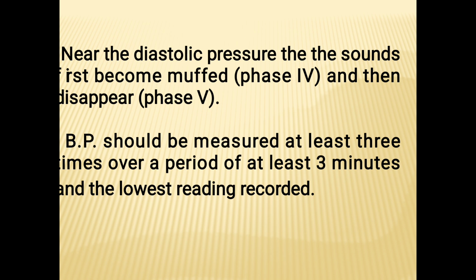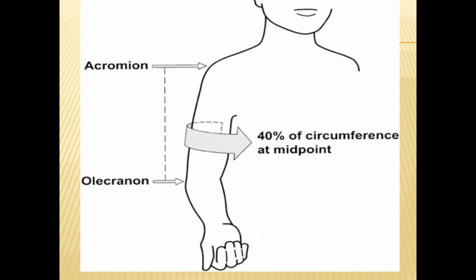And near the diastolic pressure, the sound becomes muffled, which is phase 4, and then it disappears in phase 5. Blood pressure should be measured at least 3 times over a period of 3 to 5 minutes, and the lowest reading should be recorded as the final.